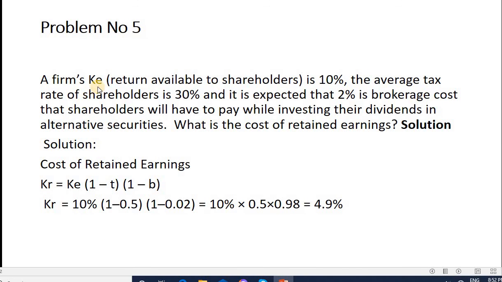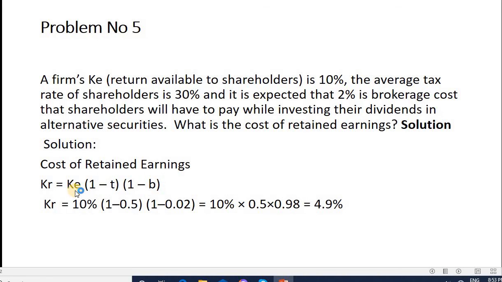Problem number 5, based on retained earnings. A firm's retained earnings KE is 10%, the average tax rate of shareholders is 30%, and it is expected that 2% is brokerage cost that shareholders will have to pay while investing their dividend in alternative securities. What is the cost of retained earnings?